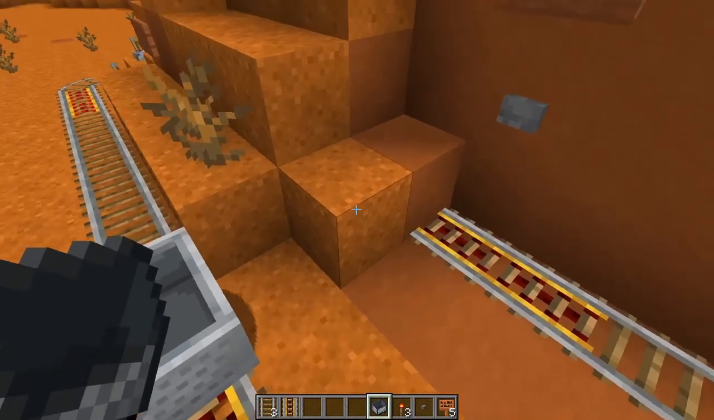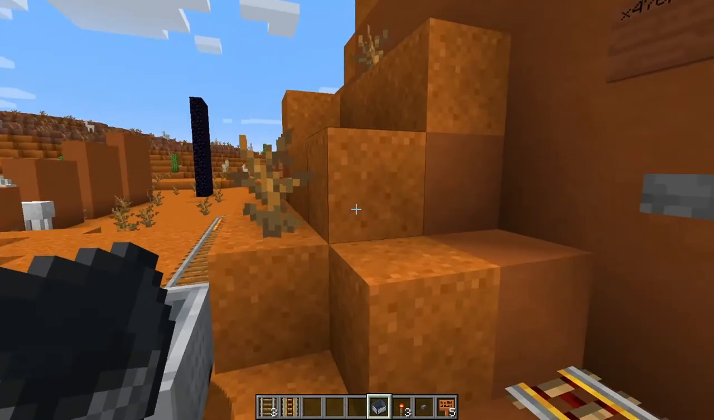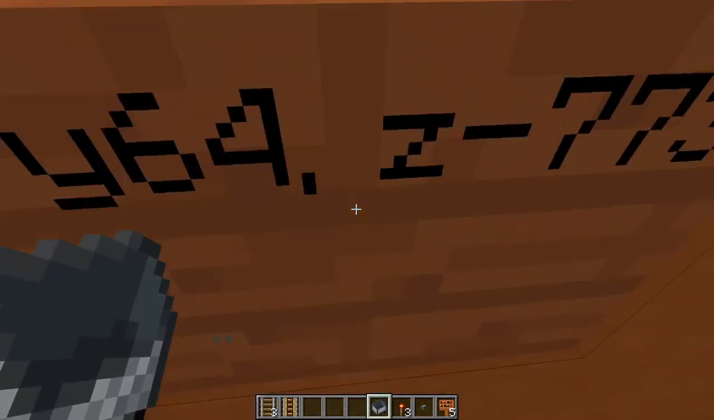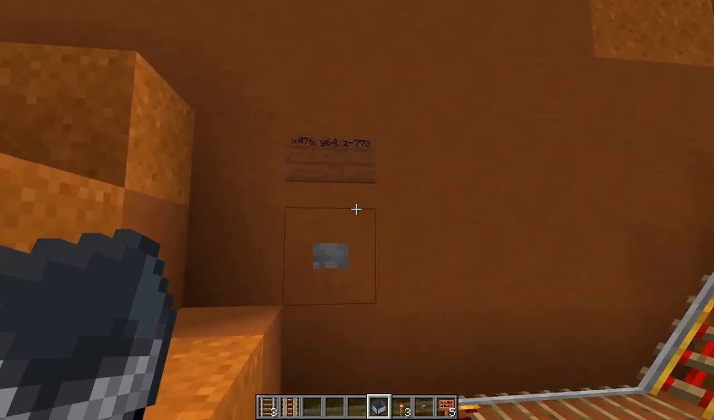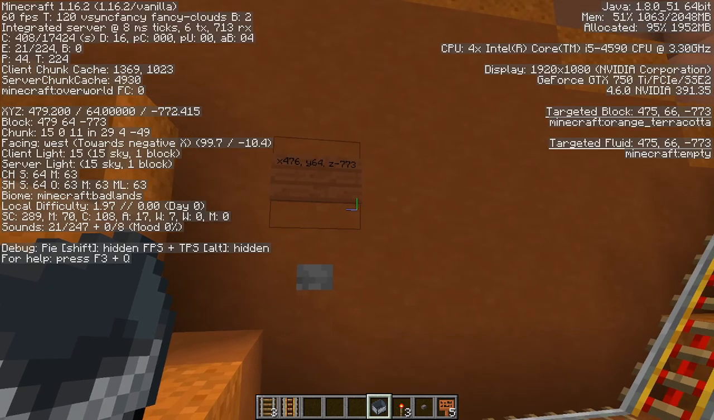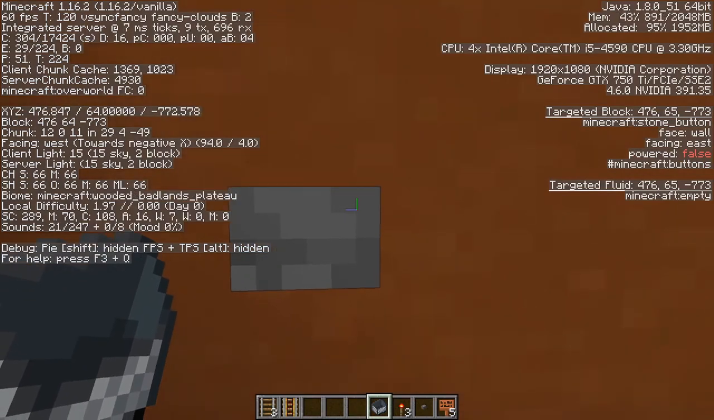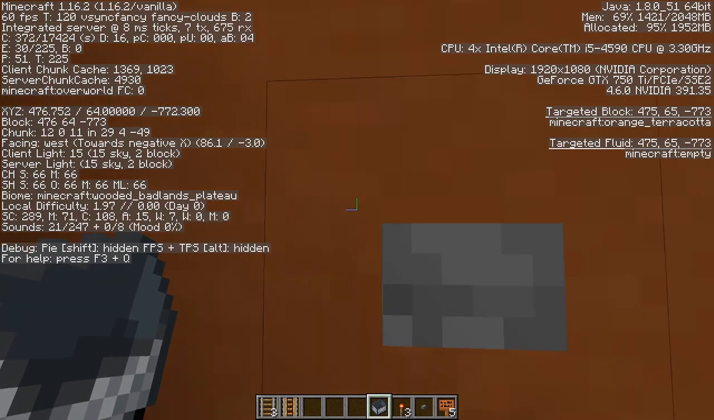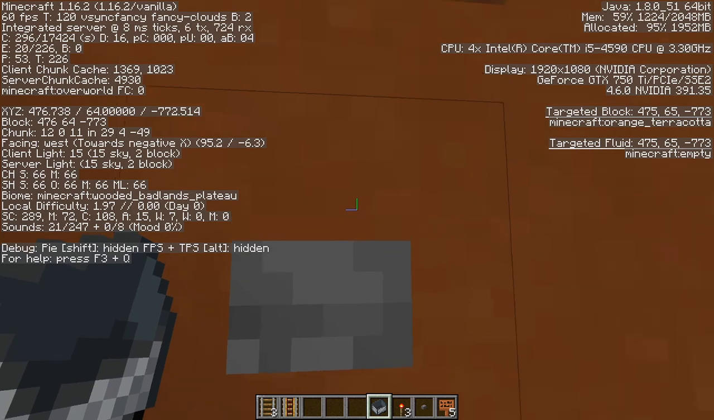Previously I talked about XYZ coordinates, or more formally known as Cartesian coordinates. I put a sign on the wall here with the coordinates for this block that I'm standing on. So let's bring up the coordinate display. That is F3 if you're on a computer in Minecraft. If you look at the second paragraph to the left, top line, it says XYZ. That is where you get the XYZ coordinates, and just round them to whole numbers to make things easy.